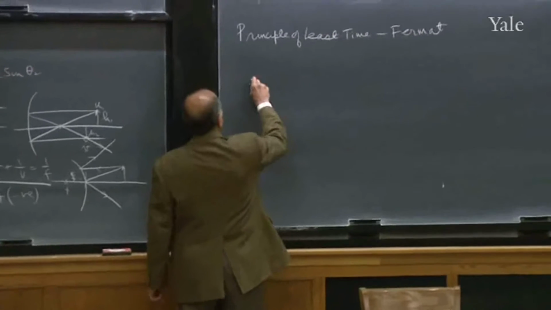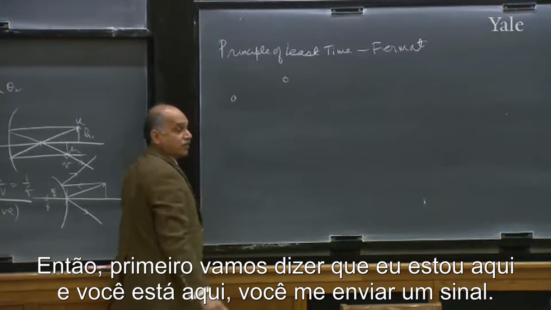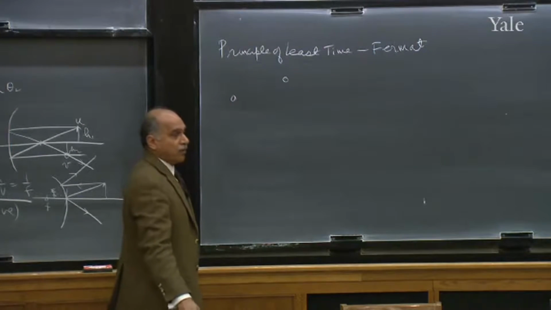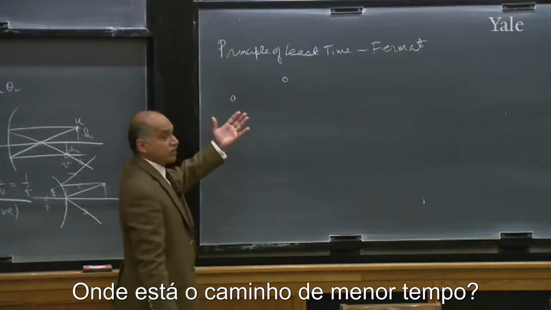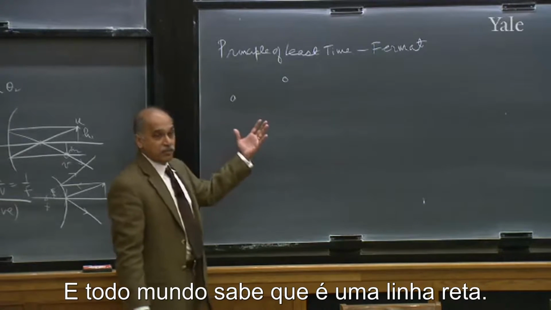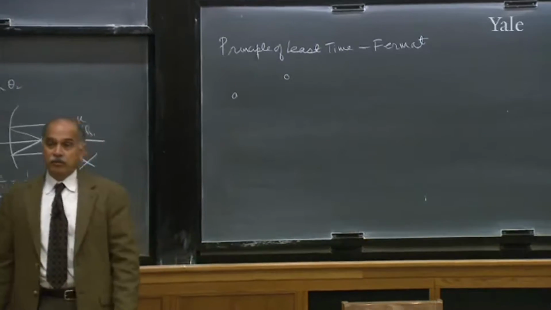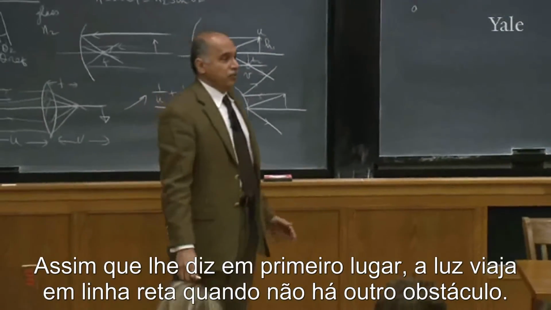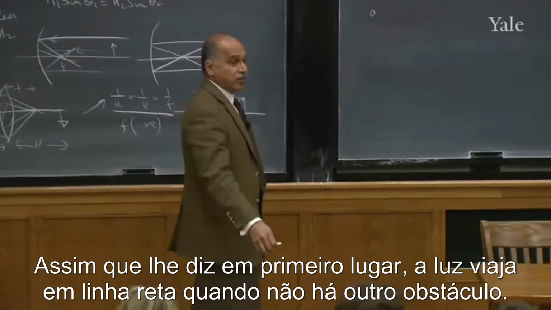So first, let's say I am here, and you're here. You send me a signal. What's the path it will take? Well, it's the path of least time. And everybody knows that's a straight line. No point going any other way. So that tells you first, light travels in straight lines when there's no other obstacle.